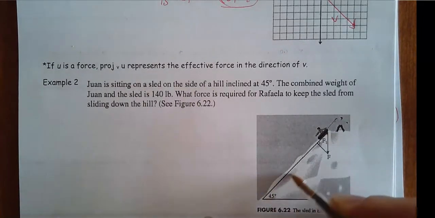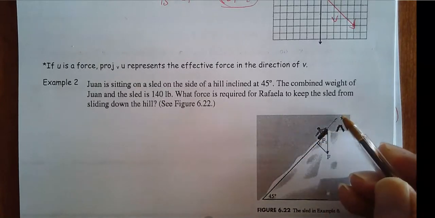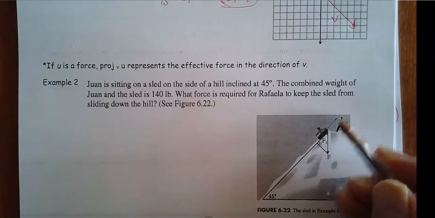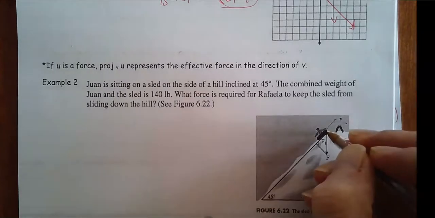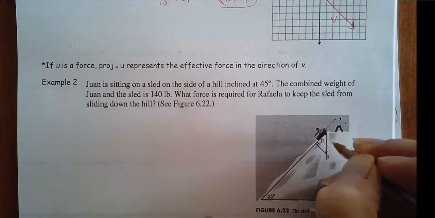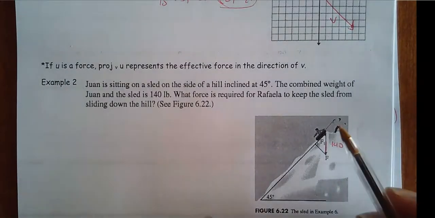So it's a 45-degree angle. There's this force pulling down, and Raphael is pulling back up, and this is at a 45-degree angle. The combined weight of Juan and the sled is 140. So that's this F right here, pulling down. So that's 140. What is the force required by Raphael?